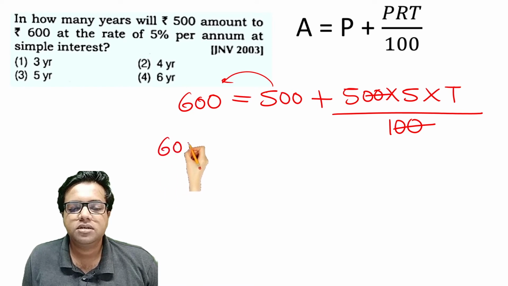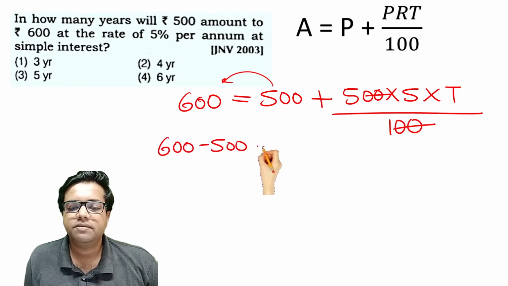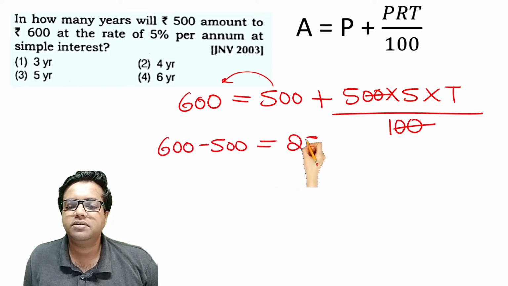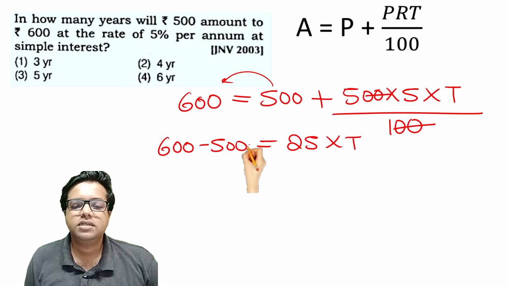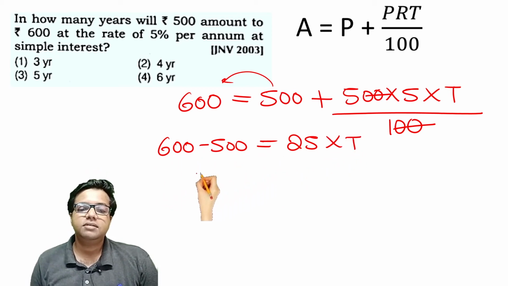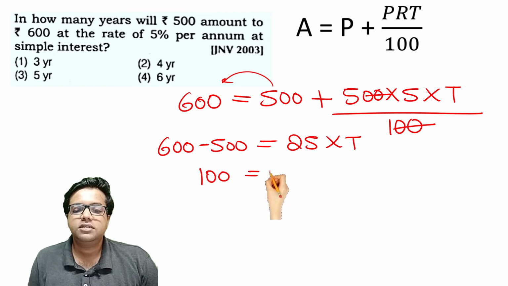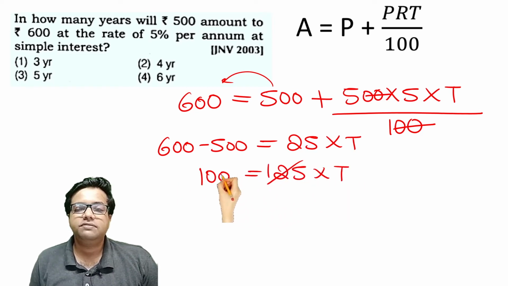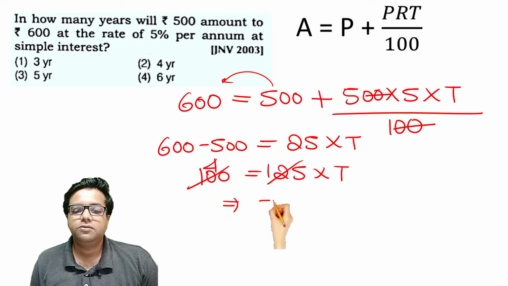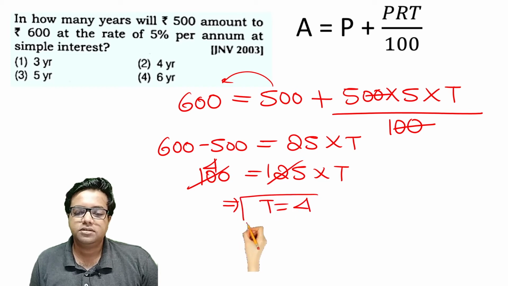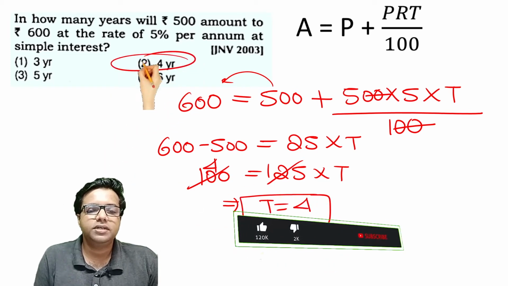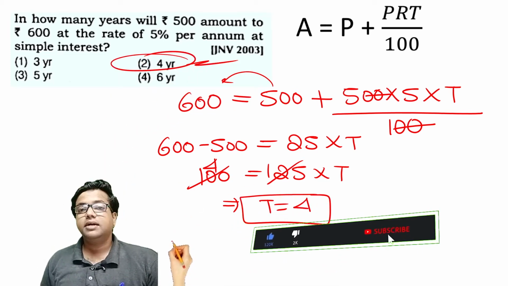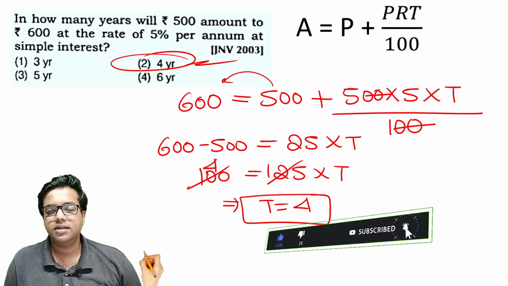That becomes 600 minus 500 will be equal to 5 5s is 25 into t. 600 minus 500 will leave you with 100 is equal to 25 into t. You can directly divide here. 25 ones are 25, 25 fours are 100. So therefore time is equal to 4 years. Option 2 is the right answer here.